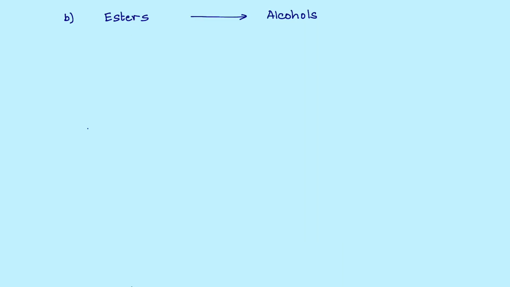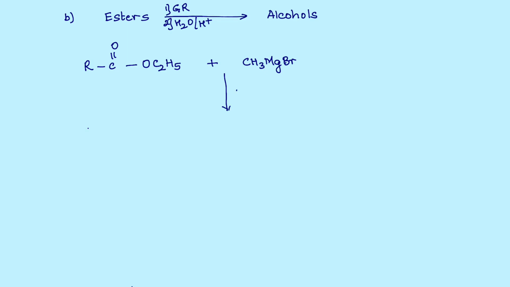So let's talk about conversion of esters to alcohols by using Grignard's reagent, and of course this is followed by hydrolysis in an acidic medium. So I'm going to take a general ester over here, RC double bond O C2H5. Would you like to take that? Okay. And then we have the Grignard's reagent. I'm taking the simplest one, CH3MgBr. And what is the reaction condition? Don't forget the dry ether. Remember, we mentioned in the last video as well.